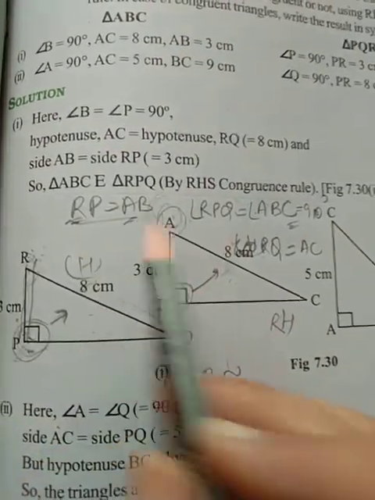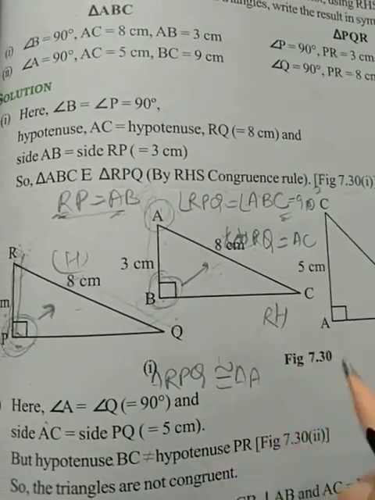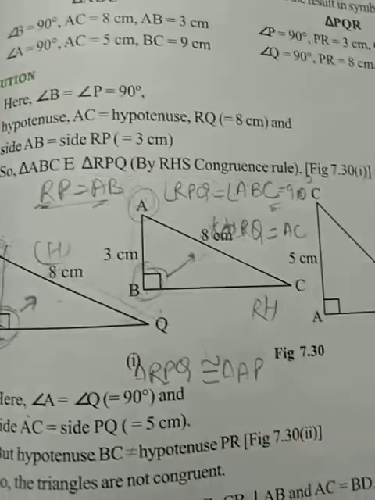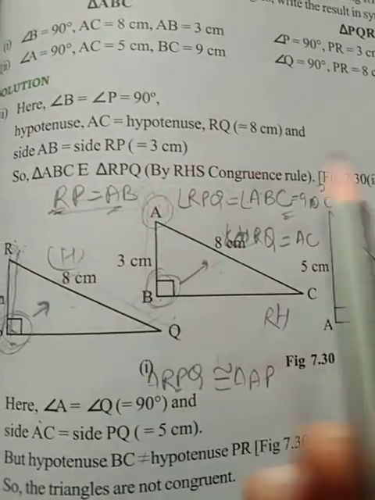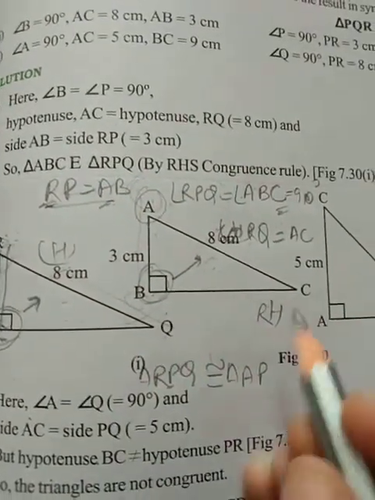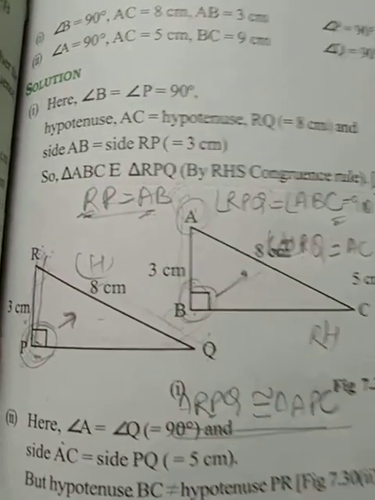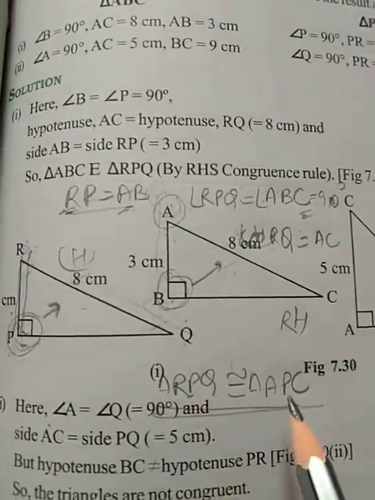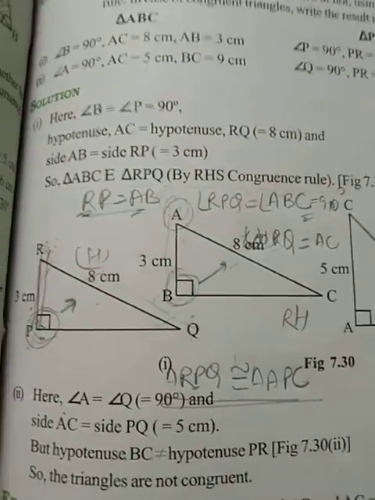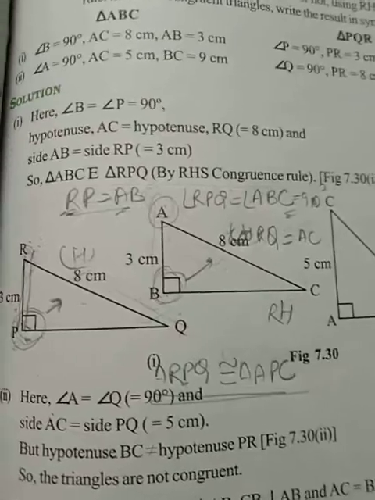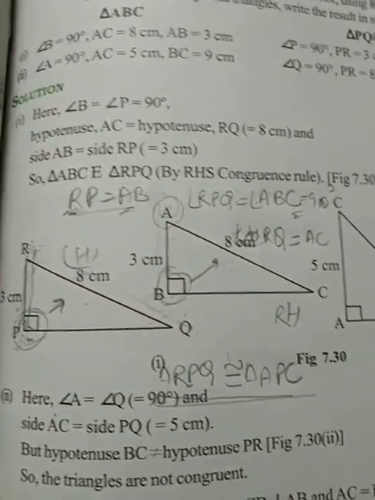Now how will you write it? Firstly write this triangle, triangle RPQ. R will come on A, triangle A. P will come on B, and the last one Q, here C. So these two triangles are congruent. You cannot write RPQ congruent to PAC, it will be wrong. Okay, so this is RHS criteria.